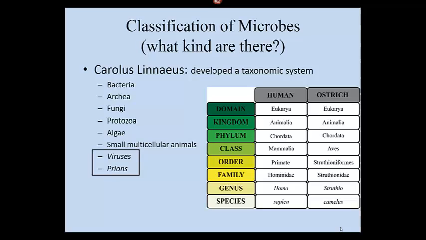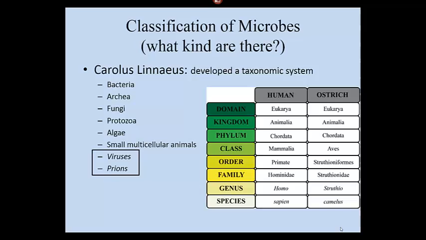So as we think about the organisms you're going to study in general microbiology, we're going to be looking at bacteria, the archaea, fungi, protozoa, algae, and a few of the small multicellular animals. We're also going to take some time and talk about viruses and prions.